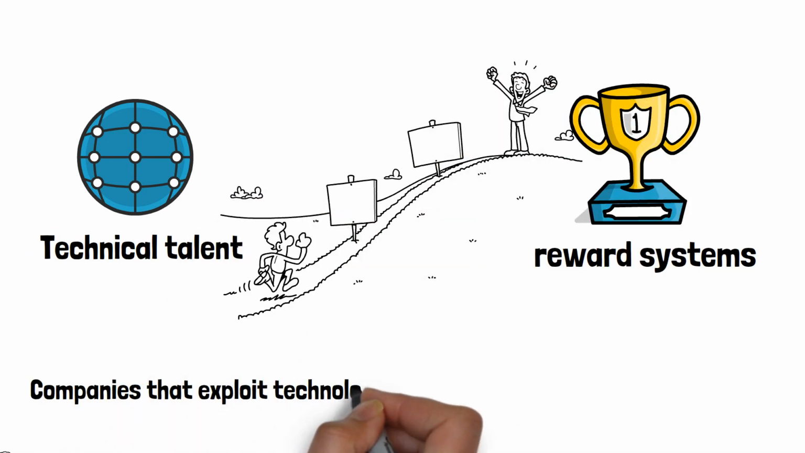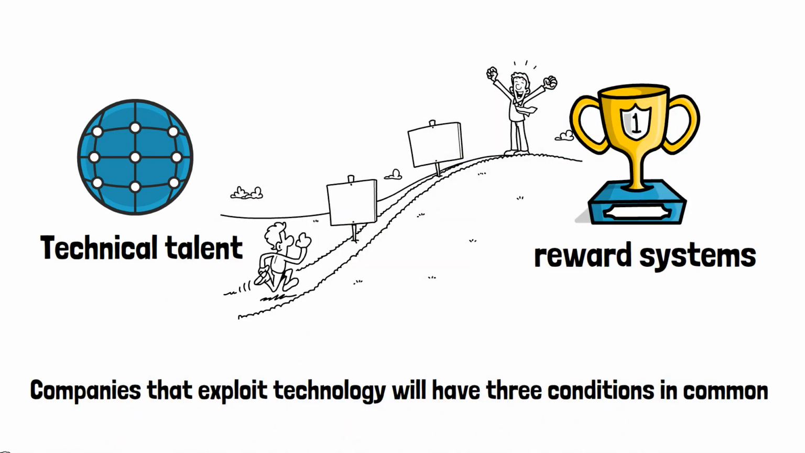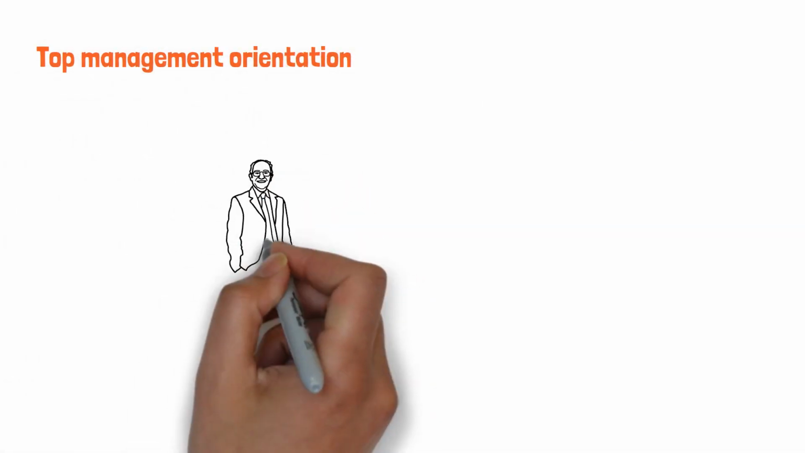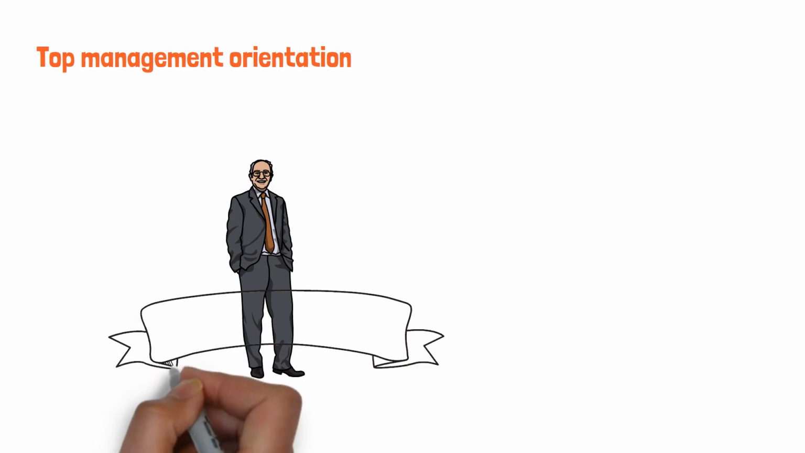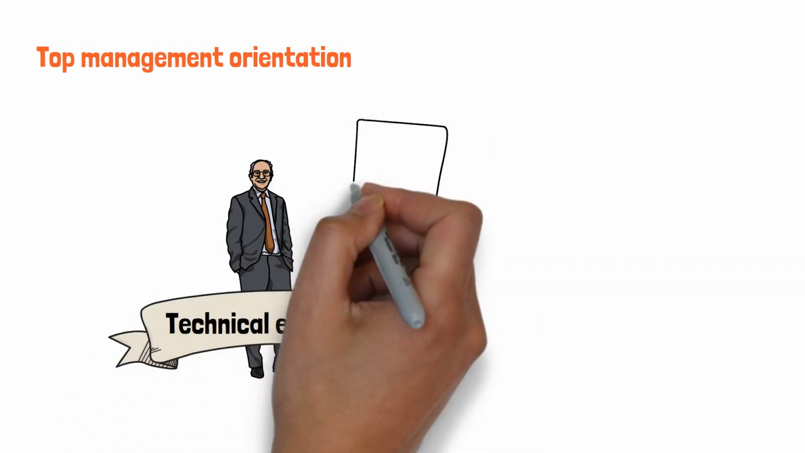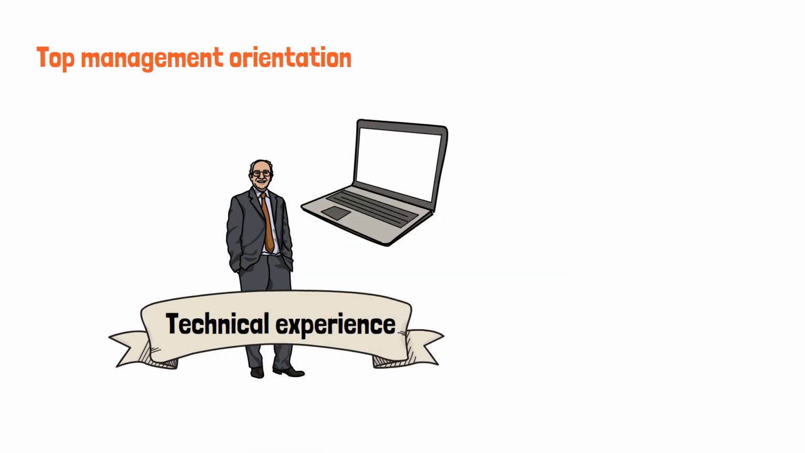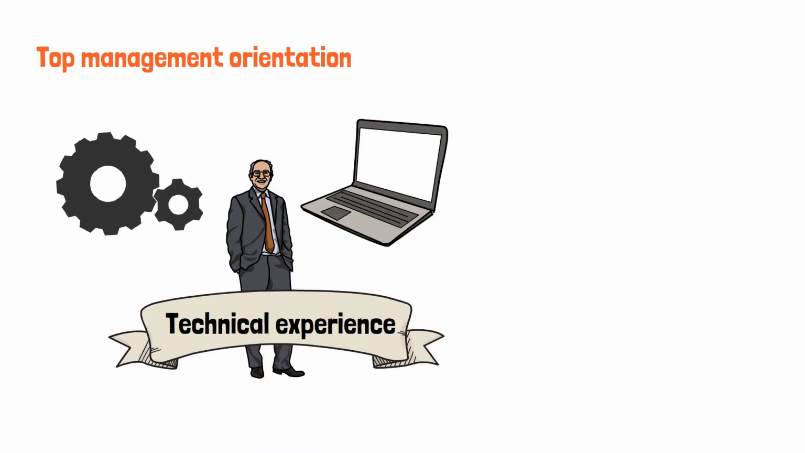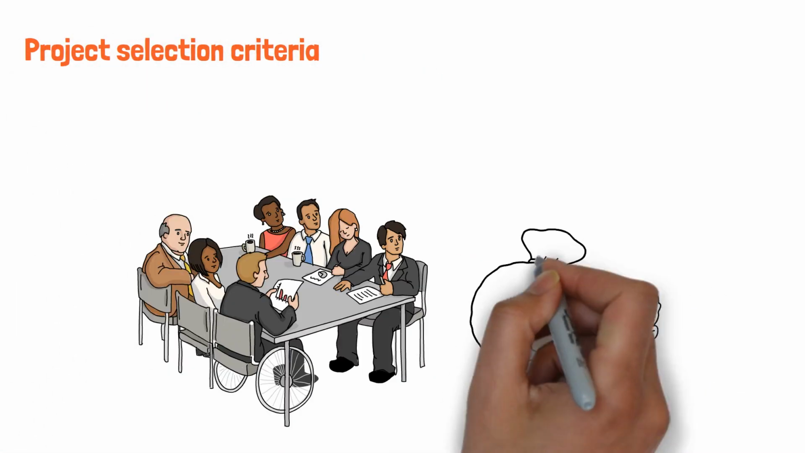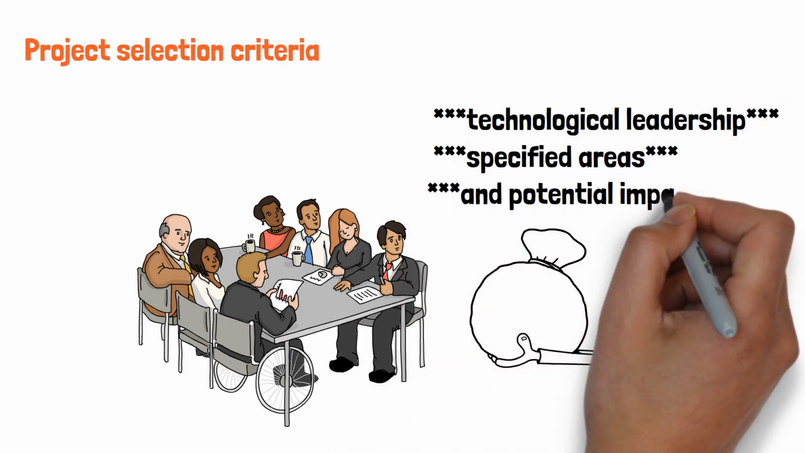Companies that exploit technology will have three conditions in common. Top management orientation: a majority of the top managers responsible for running the company or business have technical education and work experience in their companies. They are comfortable with and fluent in technical topics. Project selection criteria: managers allocate funds among projects that will support and maintain their technological leadership in specified areas.